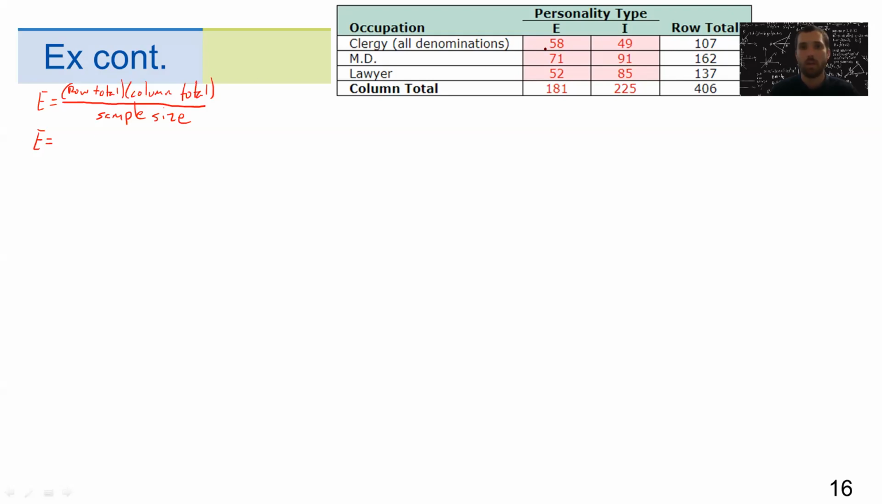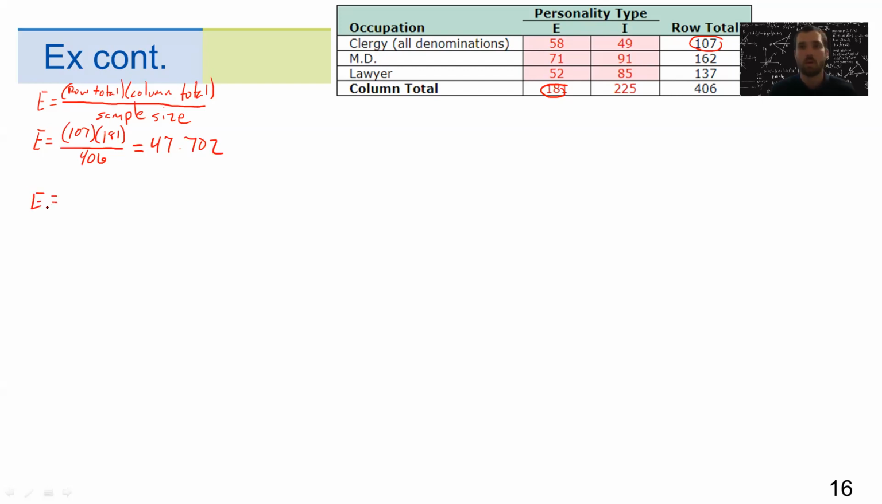So the first one here, for 58, what I will do is 107 times 181, because that's where they intersect here at 58, and I will divide that by 406, all right? And then that equals 47.702. So that's for cell number 1.